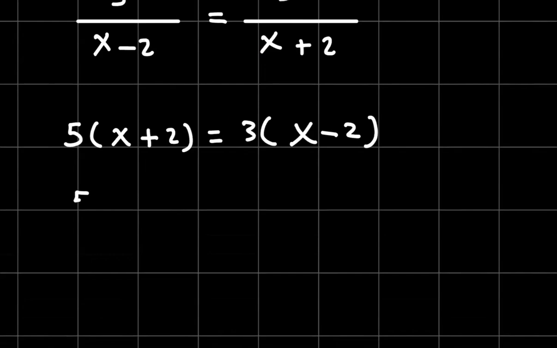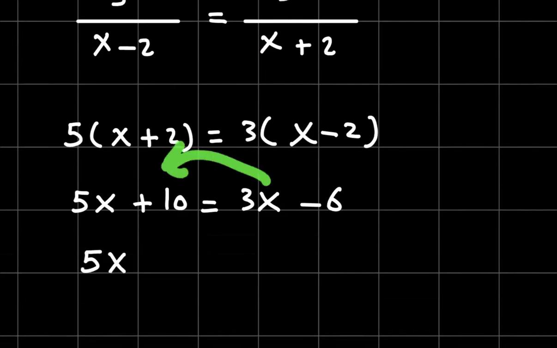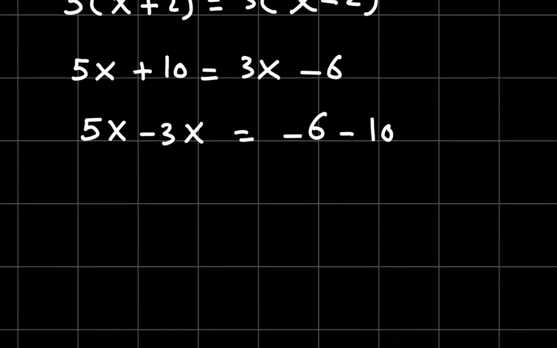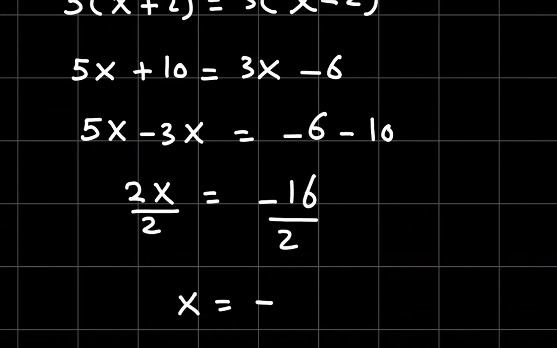Multiply, expand this. 5 times x is 5x. 5 times 2 is 10. 3 times x is 3x. 3 times minus 2 is minus 6. Get x's together. So 5x, if you shift the 3x here, it will be how much? If you shift it, it will be negative 3x. And on the other side, we already have negative 6. So if you shift 10, it will be negative 10. 5 minus 3 is 2x. Negative 6 minus 10 is negative 16. Divide here by 2 and here by 2. The value of x is negative 8.